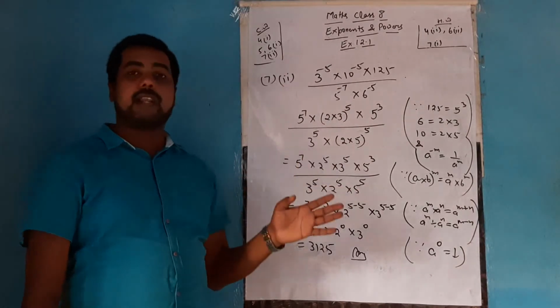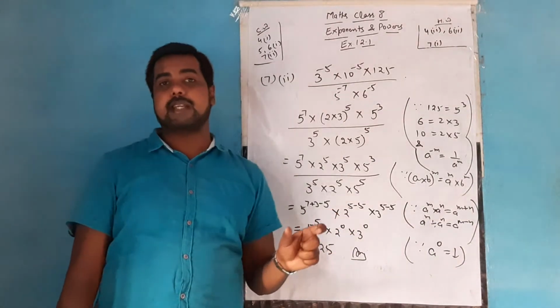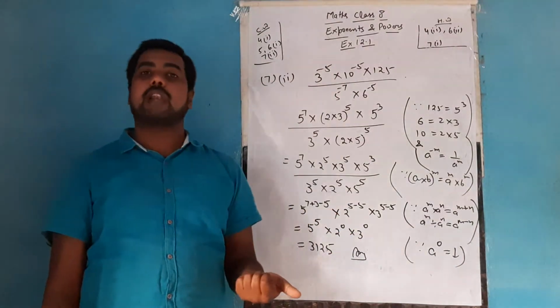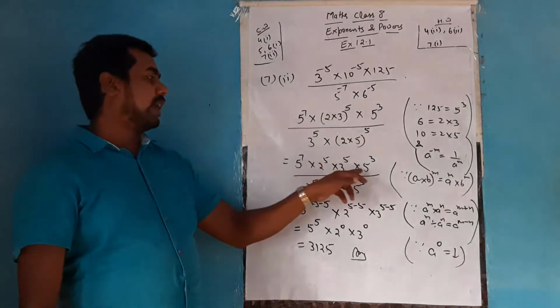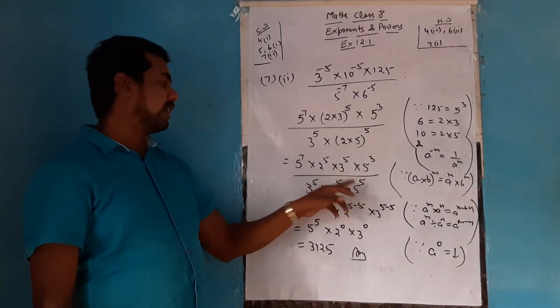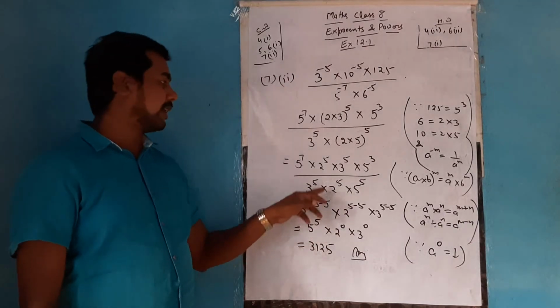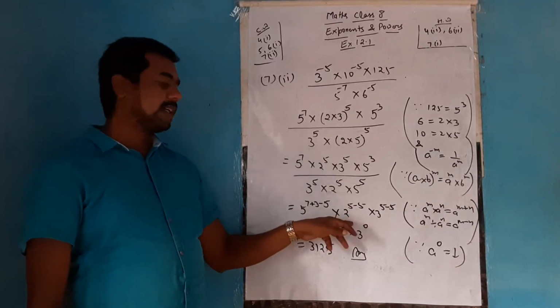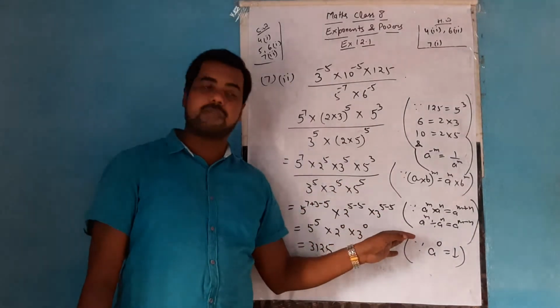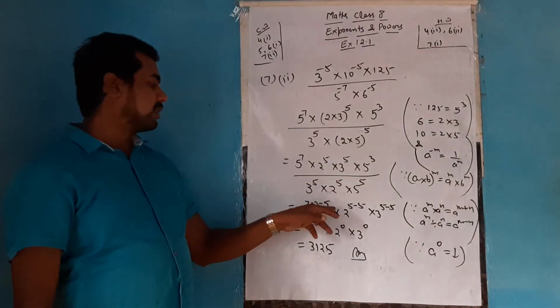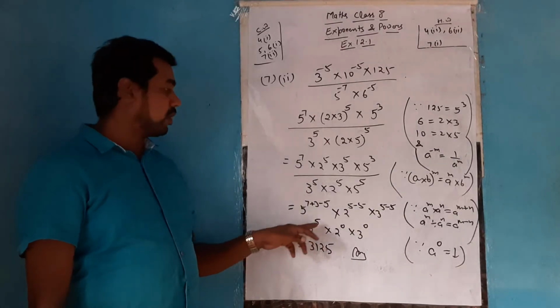Now we'll find the like bases, which are the same bases. If they are in the form of product, we'll add the powers. If they are in the form of divide, we'll subtract the powers. So 5 is here, 7 plus 3 is 10, and 5 is in the denominator, so that is subtracted. The power of 2 is subtracted as it is in the form of divide. The power of 3 is subtracted as it is in the form of divide. So 7 plus 3, 10 minus 5, that gives us 5 to the power 5.